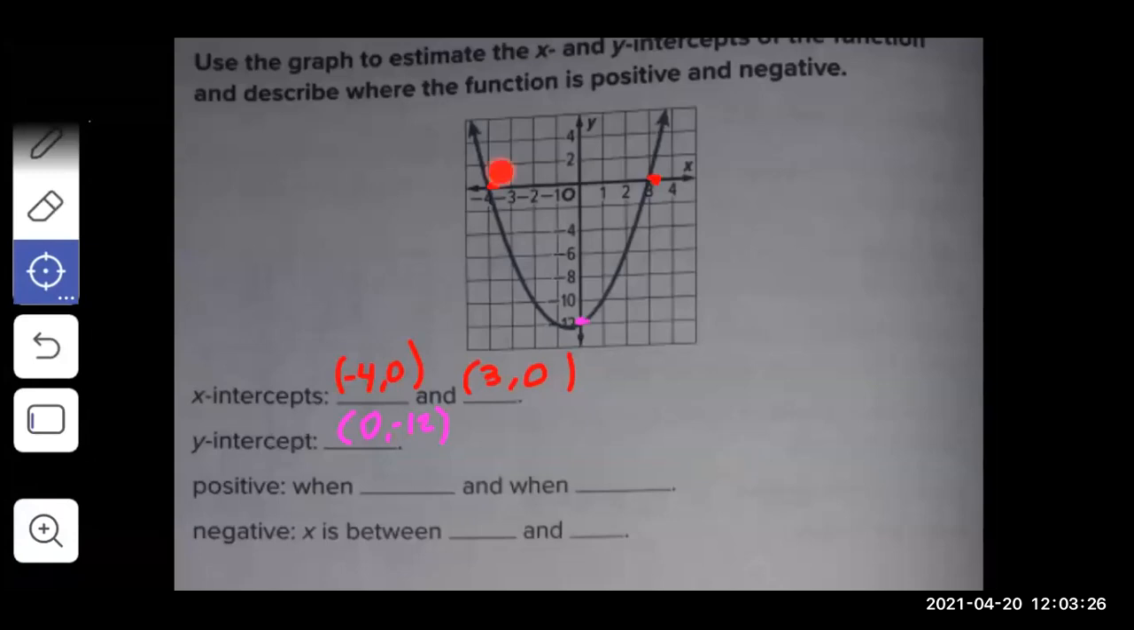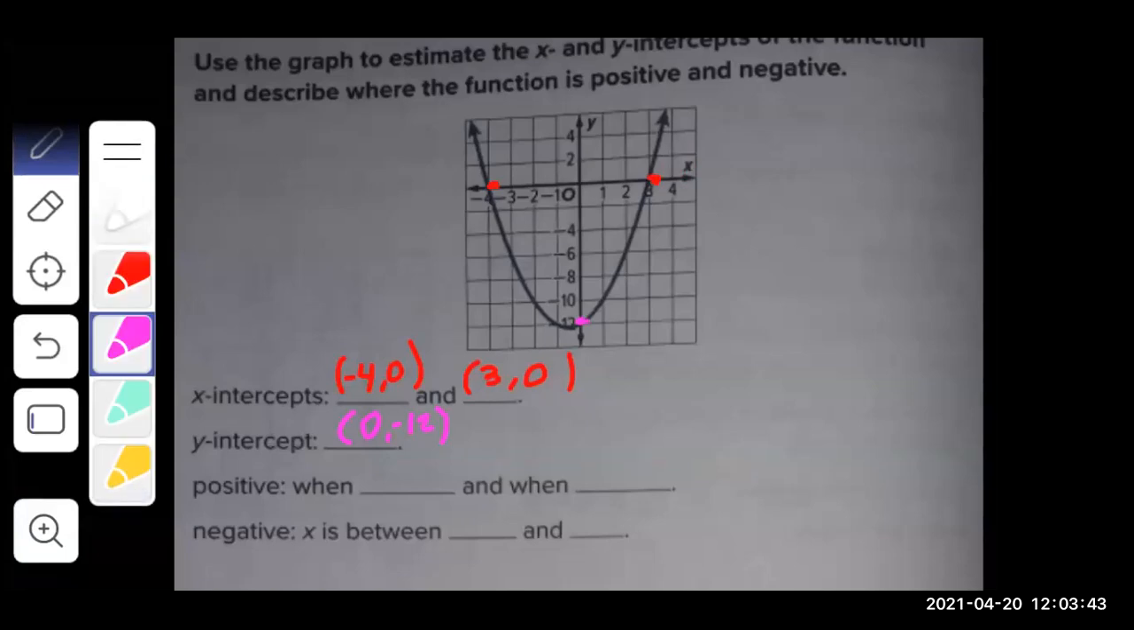Notice that we are asked to describe where the function is positive and negative. Do you remember, guys, a function is positive if it lies above the x-axis. All the part that is above the x-axis is going to be positive. What part is above the x-axis? I think this part, and I think this part is above that, right? Do you agree with me? Yes.